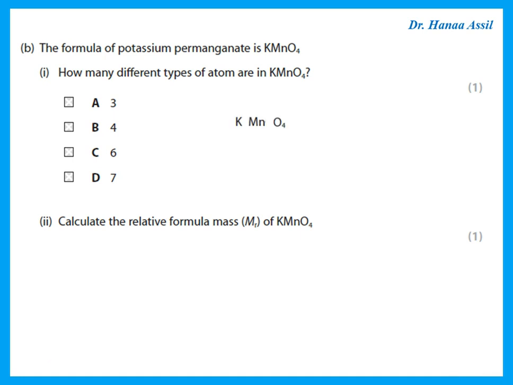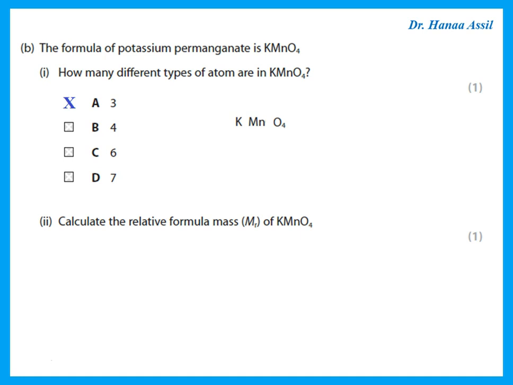I have K. If you look at the periodic table, or you probably know, K is potassium, Mn is manganese, and O is oxygen. So how many different types of atoms? I have 3 different types. But if he were asking how many atoms, then I would say I have 1 potassium, 1 manganese, plus 4 oxygens. That means I have 6 total number of atoms. But the types of atoms, I have only 3.